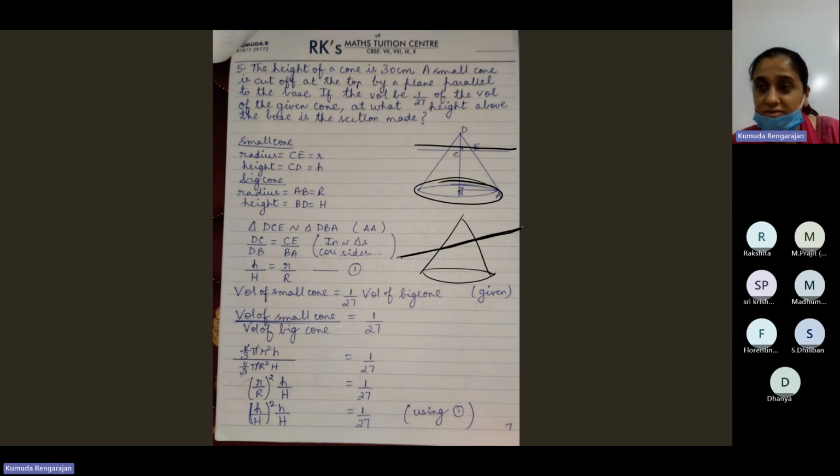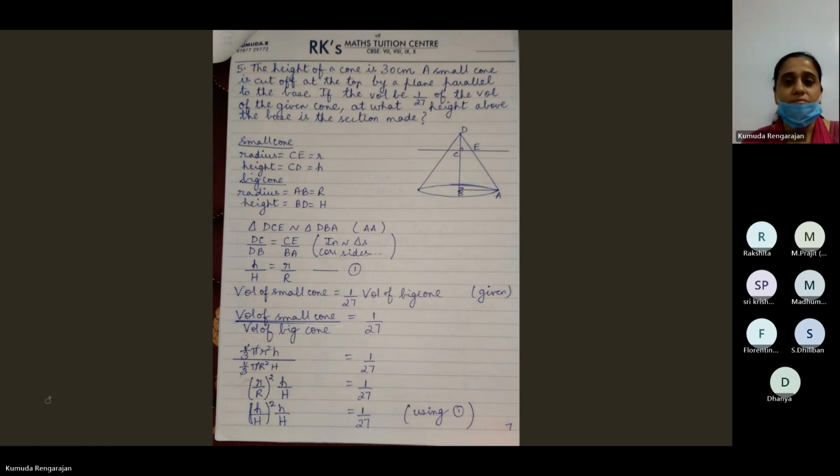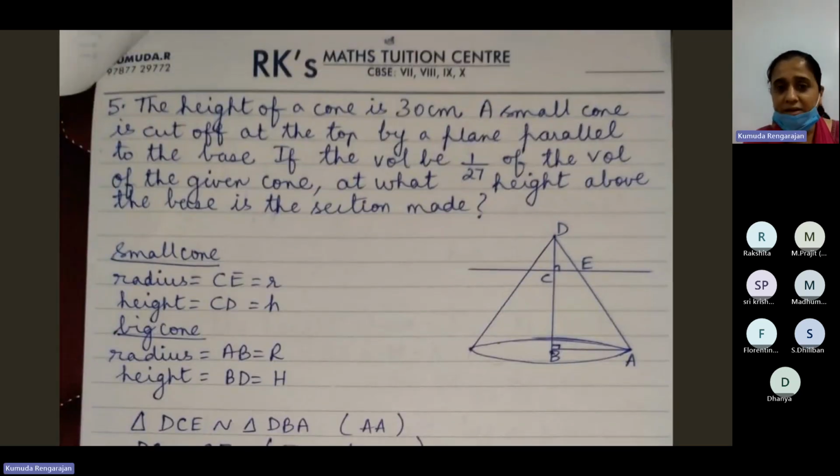You're not cutting it like this. Then this plane is not parallel to the base of the cone. You're not slicing it like this. The plane which cuts through the cone is parallel to the base of the cone. So a small cone is cut off at the top by a plane parallel to the base. This plane is parallel to the base. If the volume be 1 by 27 of the volume of the given cone, that is the volume of the cone which is cut off.